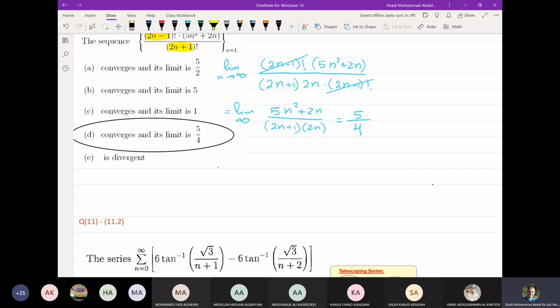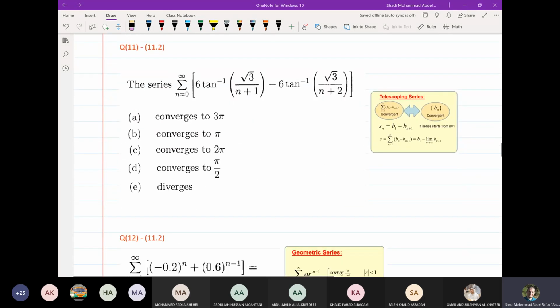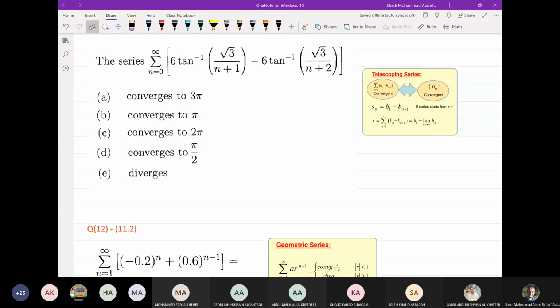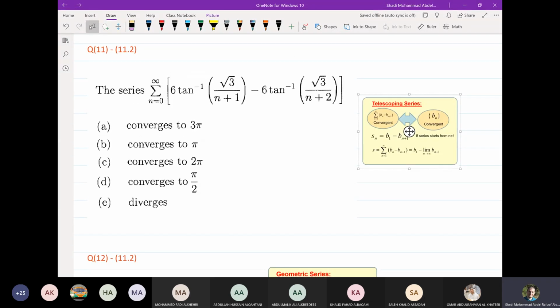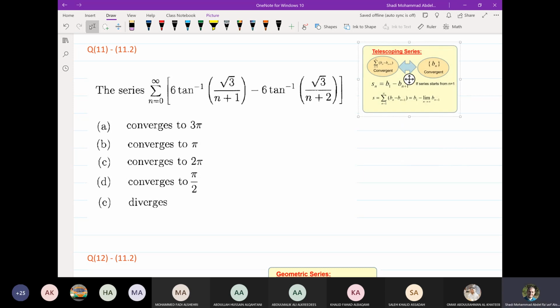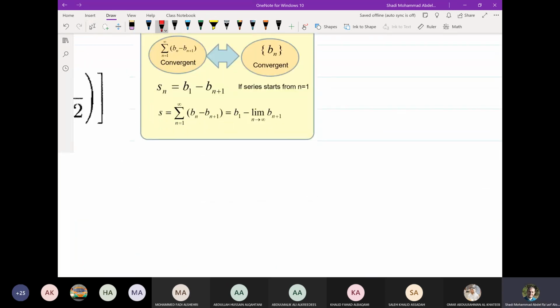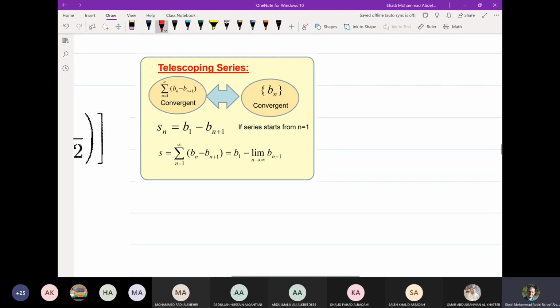Let me move to the next question. In this question, we will talk about something very important called the telescoping series. What is the telescoping series in general? You will have a series in this form: sum of Pn minus Pn plus 1. This series will converge if P itself converges.